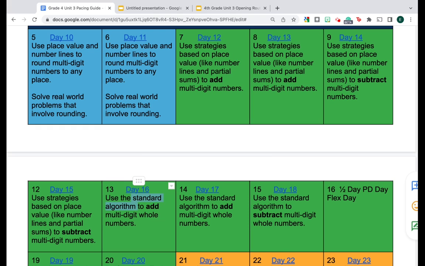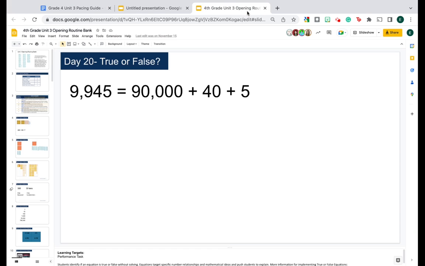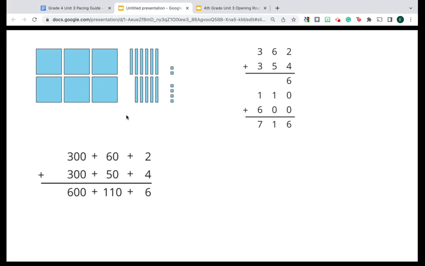But because we know that students may have some unfinished learning, we built in these 4 days for you to establish a deeper conceptual understanding using strategies from third grade. When I talk about strategies from third grade, I'm thinking about things like using concrete place value blocks or drawings to add numbers, or using expanded form to add numbers, or partial sums to add numbers. And the same strategies work for subtraction.